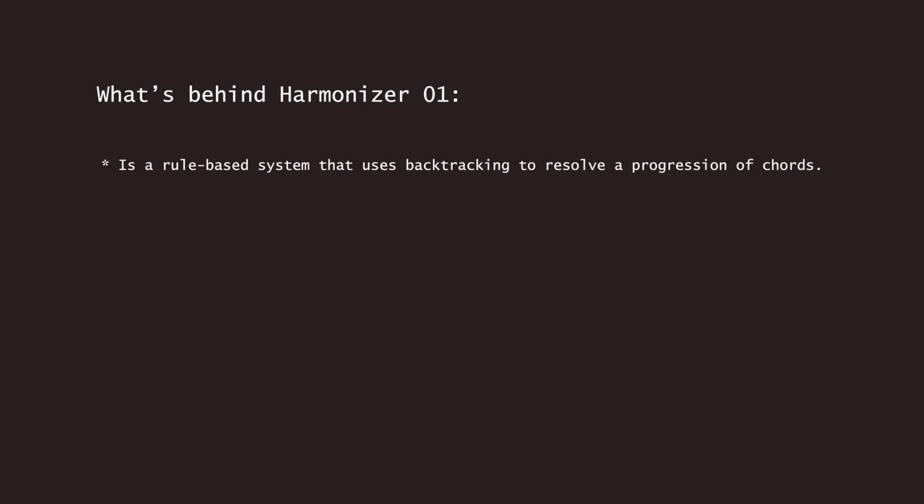Harmonizer 01 is a rule-based system that uses backtracking to resolve a progression of chords into a 4-part harmonization according to classic harmony rules. It achieves this by collecting chord data from a static library of MIDI note ranges. It then filters those ranges so as to gather valid candidate notes for each of the voices to then be used during the backtracking process.